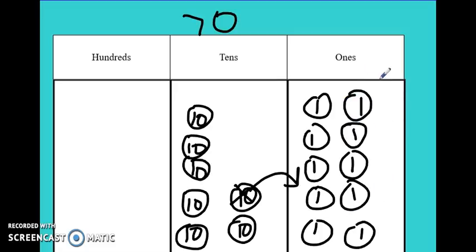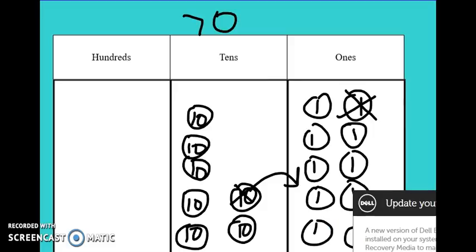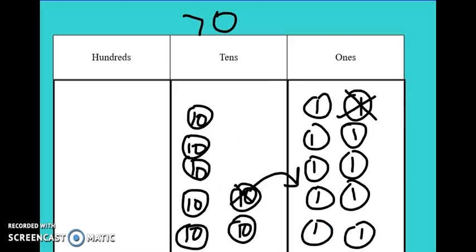And now I can take away one of the ones for 1 less. So 1 less than 70 is 69. So we had to borrow from our tens in order to take 1 away to make 69.